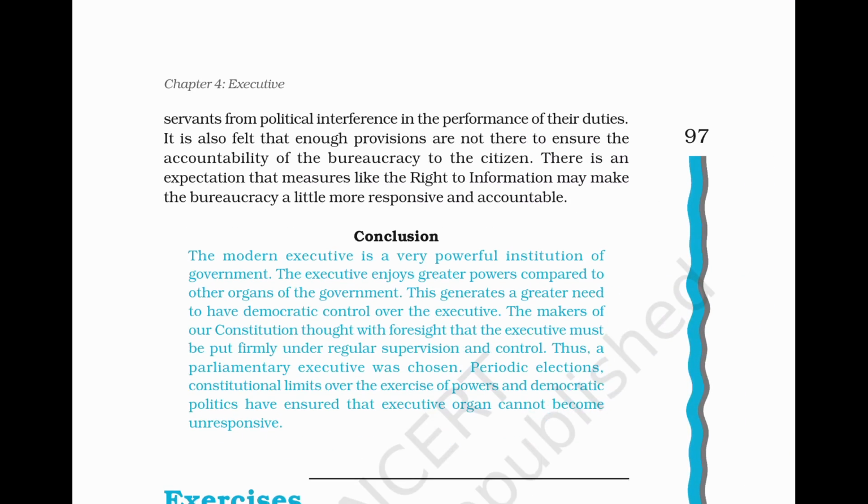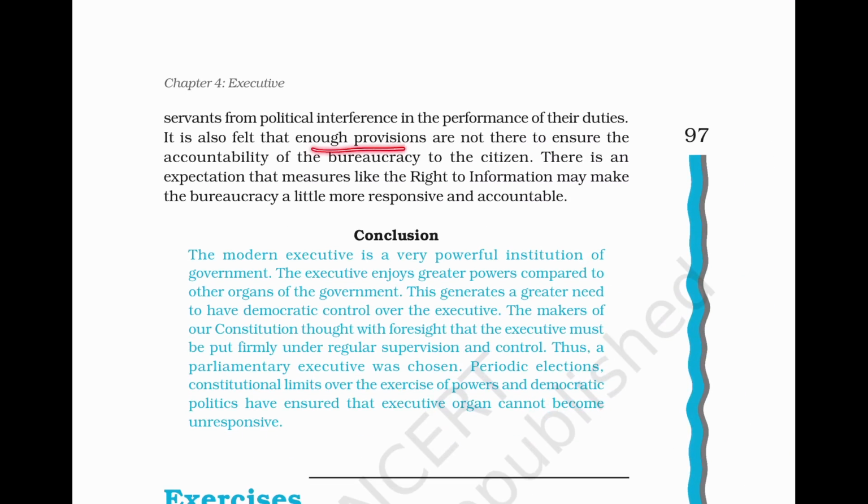Okay. So it is very important that enough provisions are there to ensure the accountability of the bureaucracy to the citizen. क्योंकि इस तरह में क्या हो जाता है. It is about actually making these efficient systems so that bureaucracy जो है लोगों को serve actual in real sense it would do. For example, let's say measures like RTI etc.